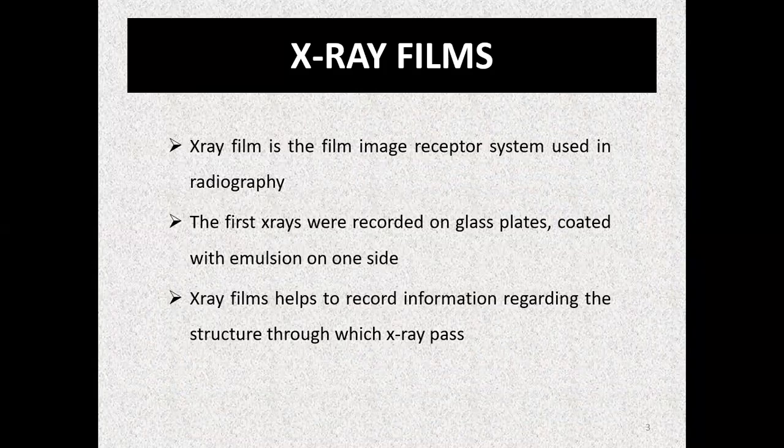X-ray film is the film image receptor system which is used in radiography. The first X-rays were recorded on glass plates which were coated with emulsion on one side. X-ray films help to record information regarding the structure through which the X-ray passes.